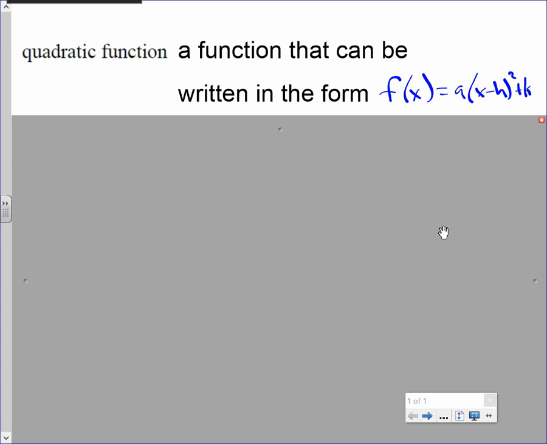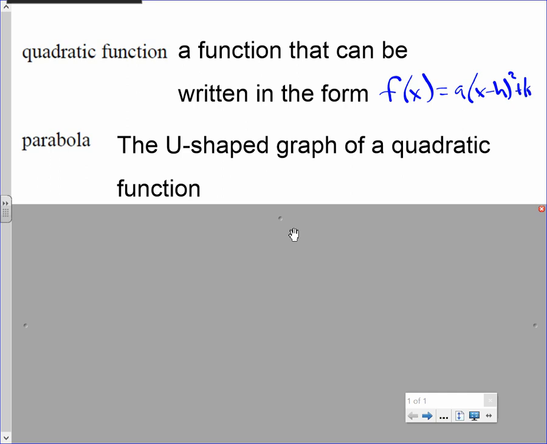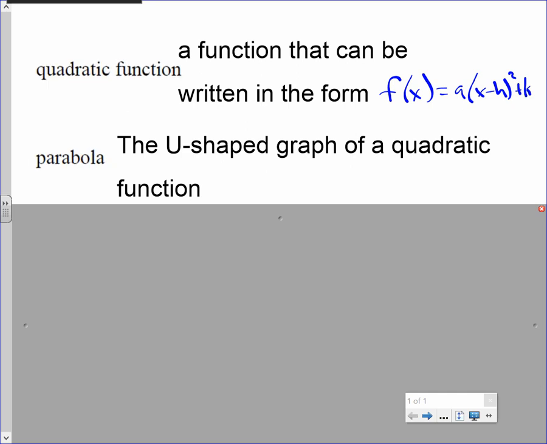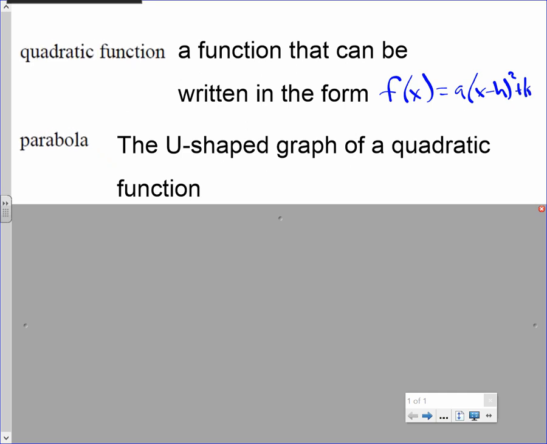Second word. Parabola. The U-shaped graph of a quadratic function. So if I were to graph a quadratic function on Desmos.com, it's going to look like this. I'm going to put a U-shaped graph, a nice, simple one here. It looks like this, opening up, or if it's opening down, it looks like that. The U-shaped graph of a quadratic function.